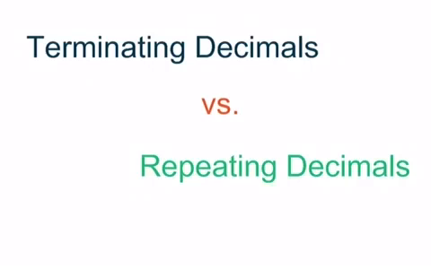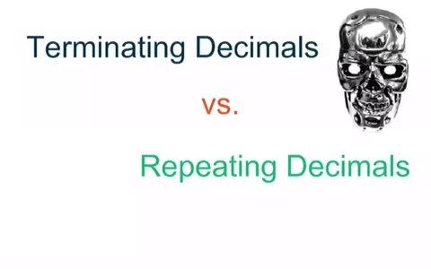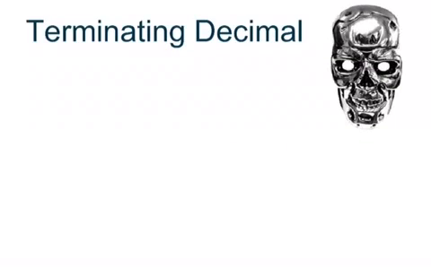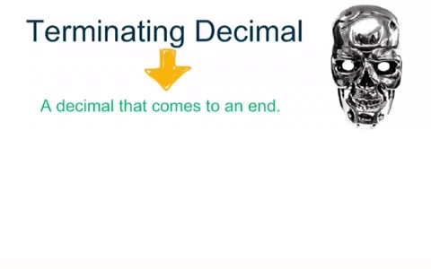So let's talk about terminating decimals versus repeating decimals. These terms right here will probably give you clues into what we're talking about. So if you use this context, this will help you. But terminating decimals. When we have a terminating decimal, this is a decimal that comes to an end. To terminate means to end something. So a decimal that comes to an end is going to be a terminating decimal.